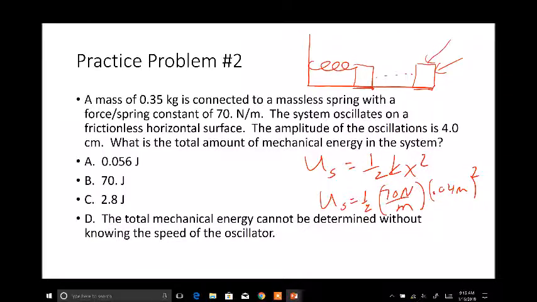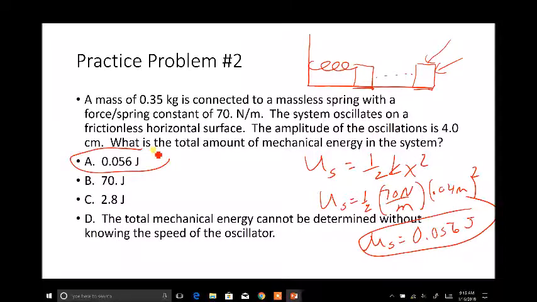So if we do the math here, we multiply that out, we end up with an amount of elastic potential energy, or in this case, all of the mechanical energy of the system, equal to 0.056 joules, which would be answer A in this case.